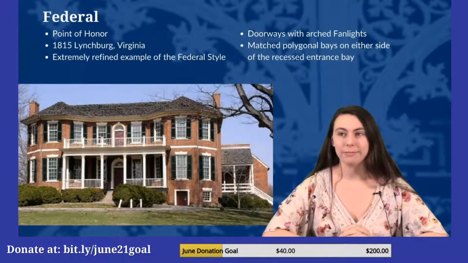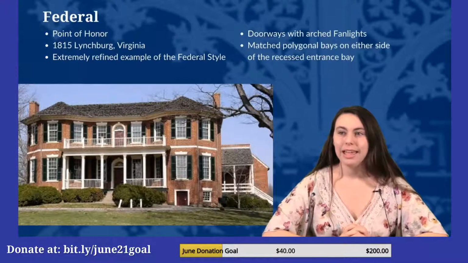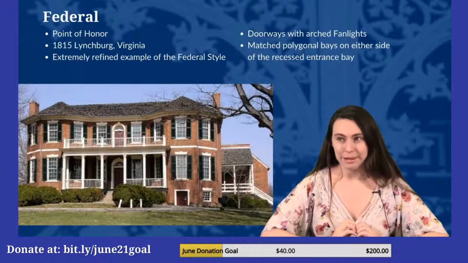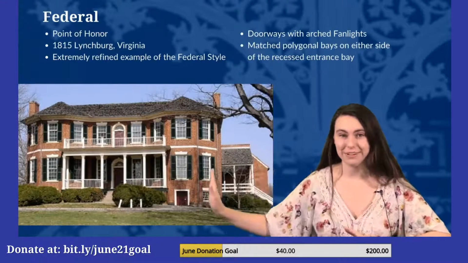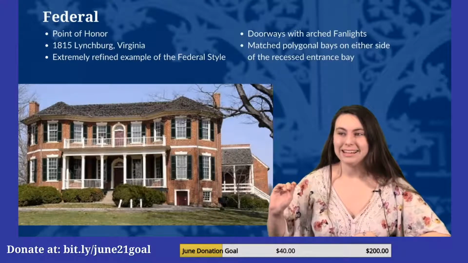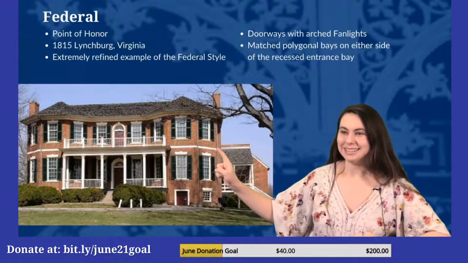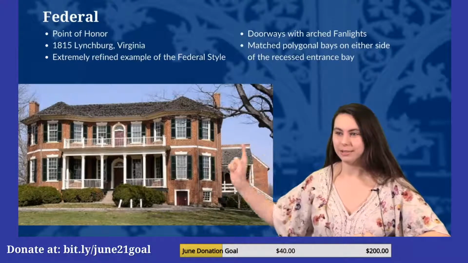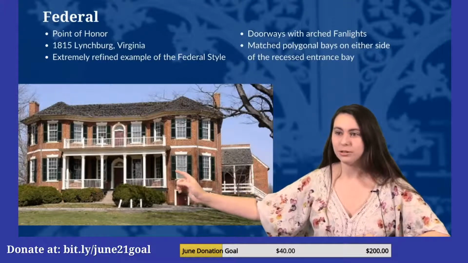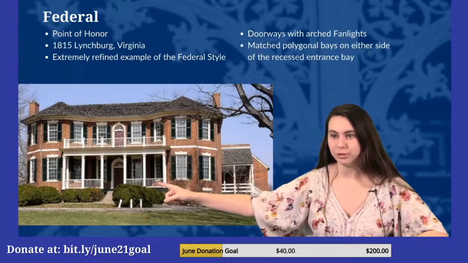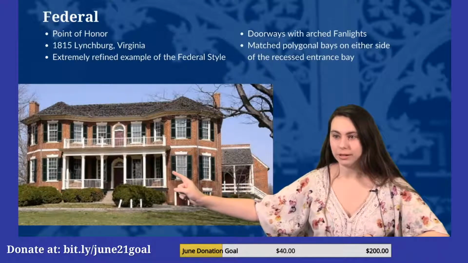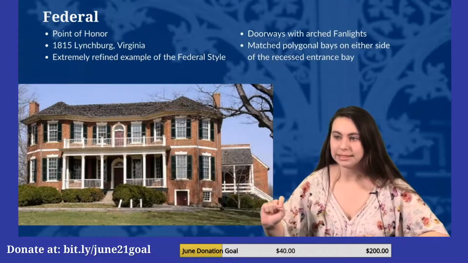It was built in 1815 and it's in Lynchburg, Virginia. It is an extremely refined example of the federal style. So this is probably like the fanciest the federal style gets. And it's really interesting because it has these octagonal sections that are then connected with a straight section here. It has a double porch, which is really awesome, with Doric columns supporting that.